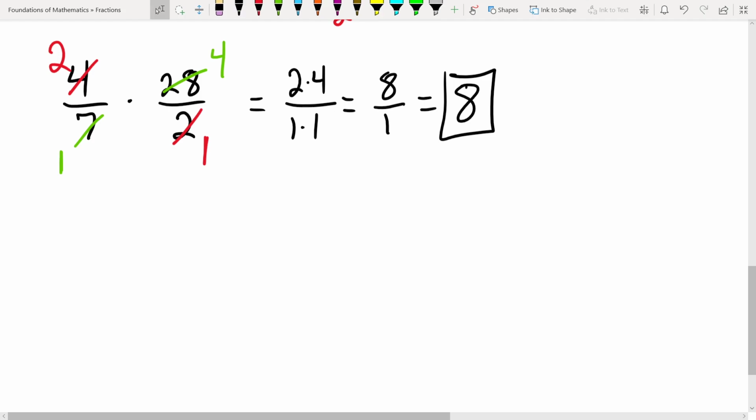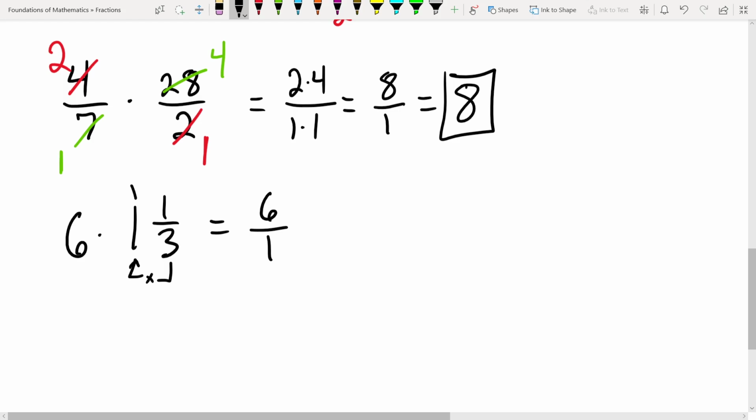Okay, 6 times 1 1/3. We're going to make both of these into fractions. So 6 over 1 is the first one. And then 3 times 1 is, sorry, 3 times 1 is 3. And 3 plus 1 is 4. So we have 4 over 3.